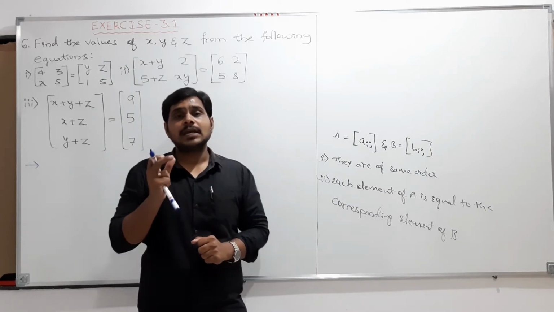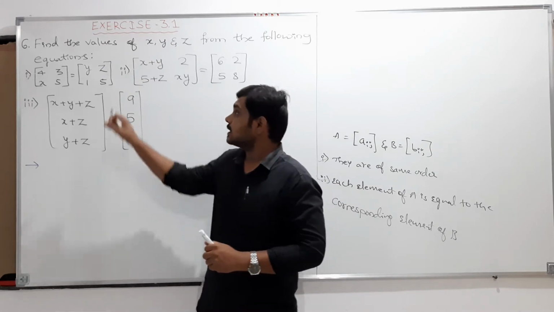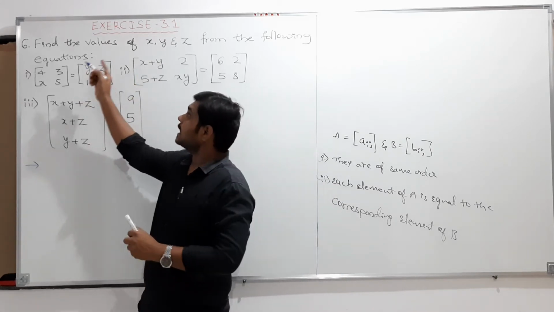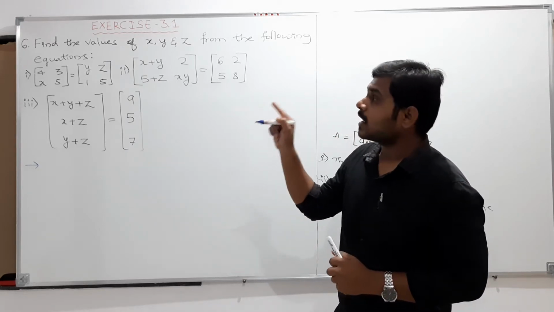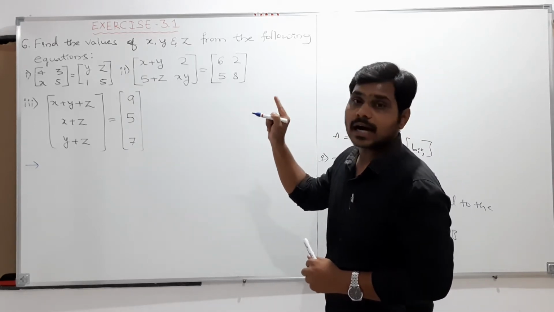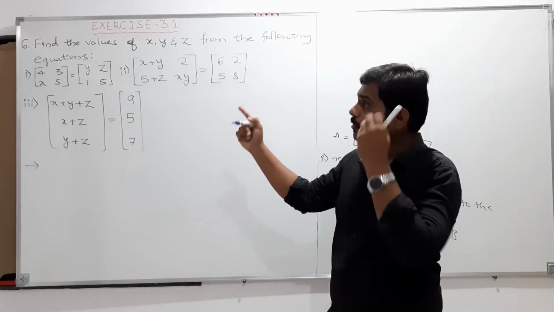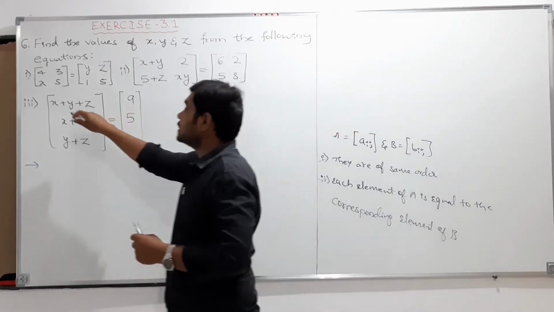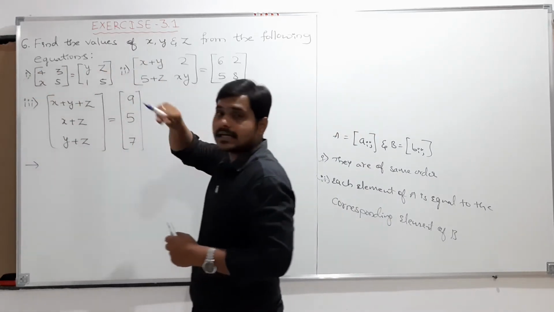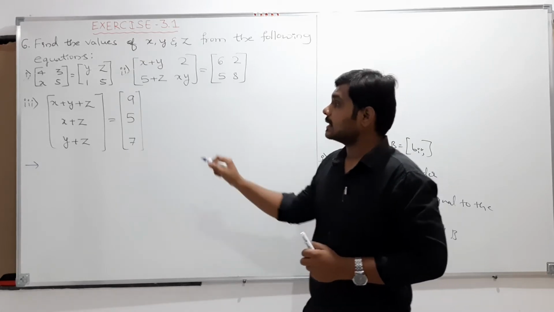Under that heading, we discussed it in the previous videos. And based on this, we discussed these two questions also, that is exercise number 3.1. In exercise 3.1, the sixth question: find the values of x, y, and z from the following equations. Among those, three sub questions are there: 1, 2, 3. I discussed the first and the second in the previous videos, and in today's video we discuss the third question.